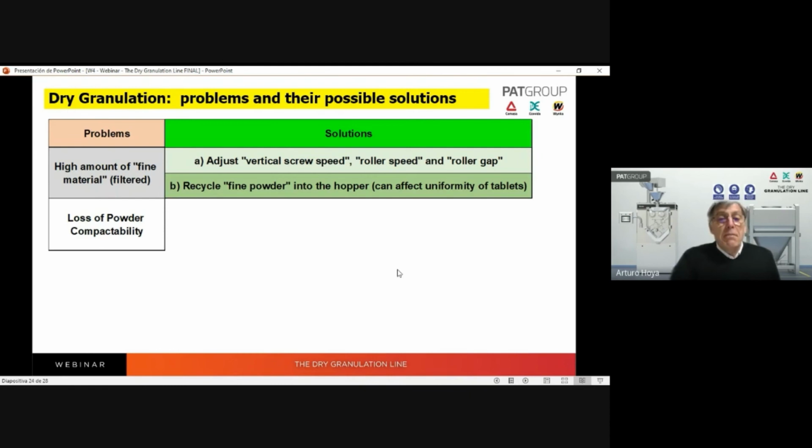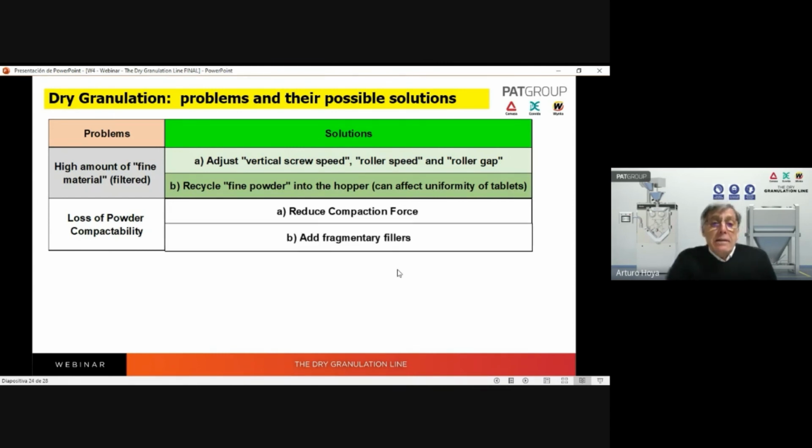The other problem, which we spoke about, is loss of powder compactability. This is a very problematic question. The first solution is to reduce the compaction force to the minimum that forms a compact with good hardness. And the other is, in the formula, to add fillers with fragmentary deformation characteristics. This is the solution.